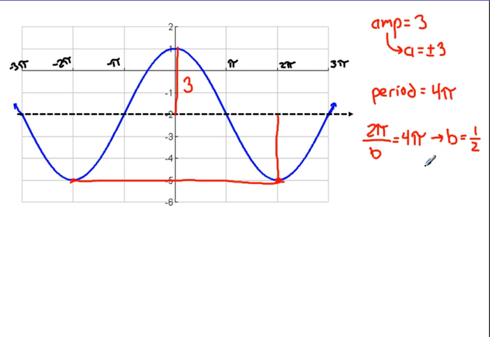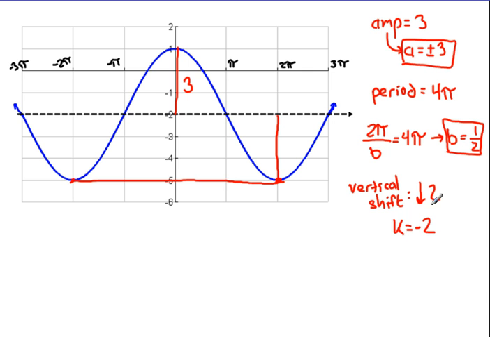Let's take a look at finding the vertical shift. We can see that from our old midline of the x-axis, everything has been shifted down 2 units. So if we know our vertical shift is down 2 units, then we know that our k is going to be equal to -2. So again, we've got our a, we've got our b, and we've got our k.